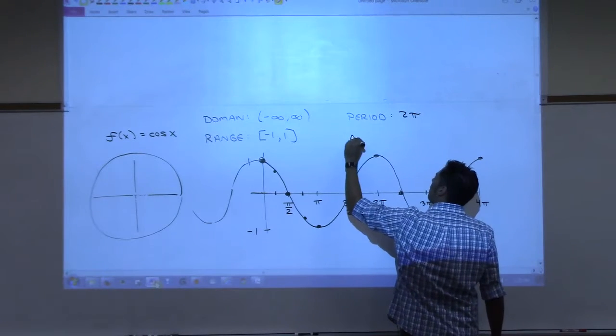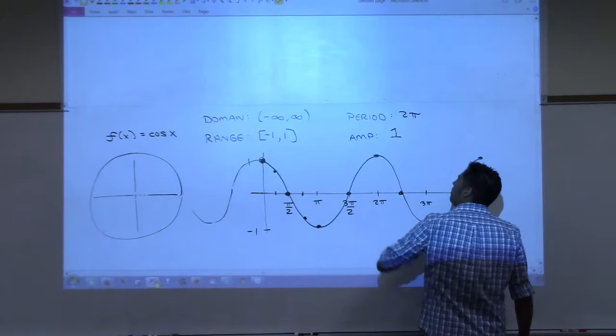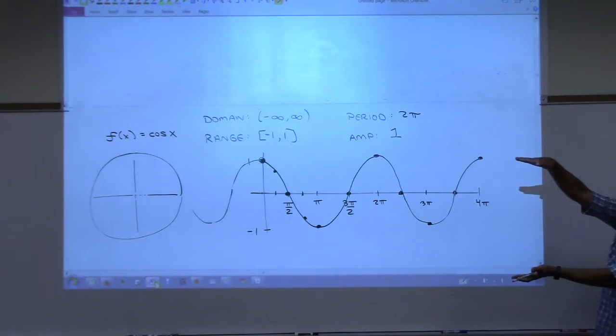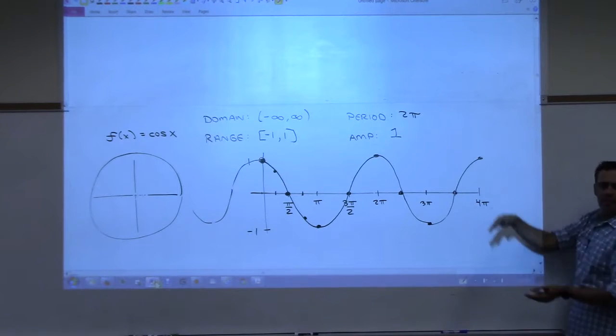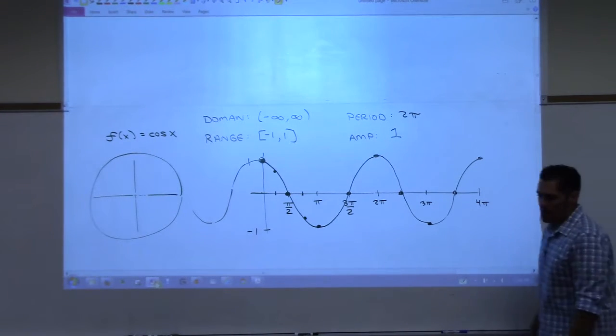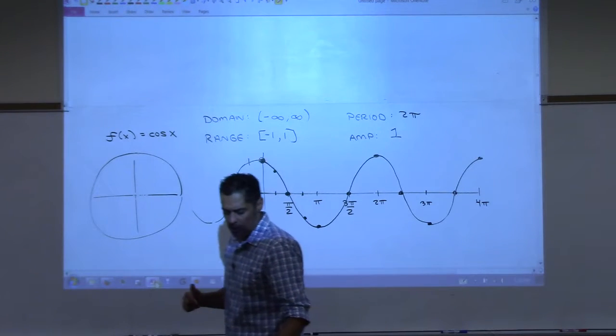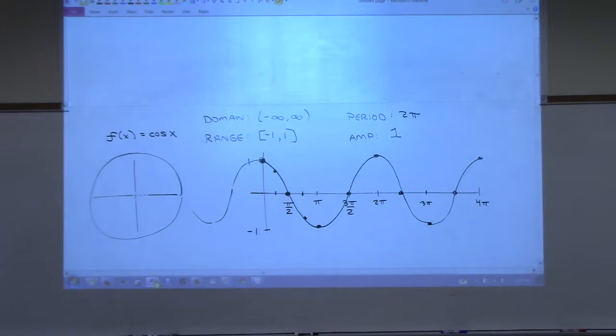And then what about the amplitude? This is 1 again. It's that total distance, which was 2, right? 2 units. Between here and here, it's 2. Take half of that, your amplitude is 1. All right, this section is just sine and cosine. We're not going to do tangent right now. But now we're going to start to throw some twists into the functions and see how it affects the graph.